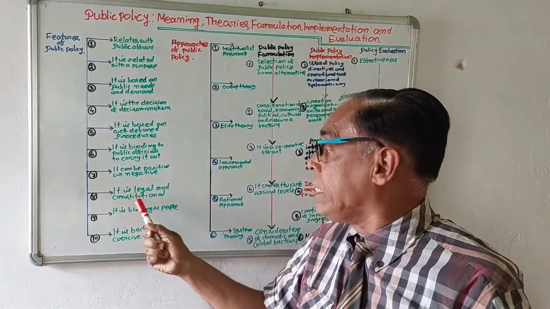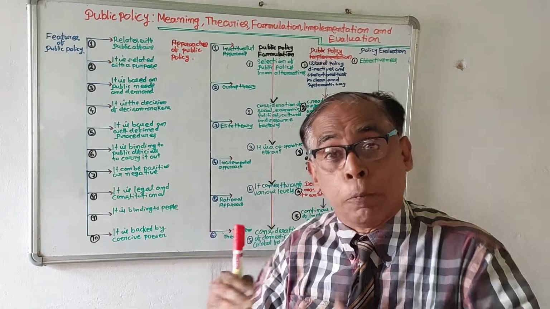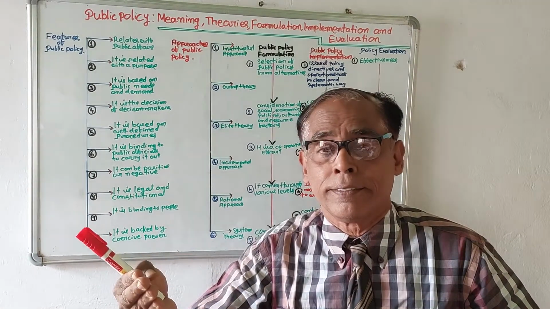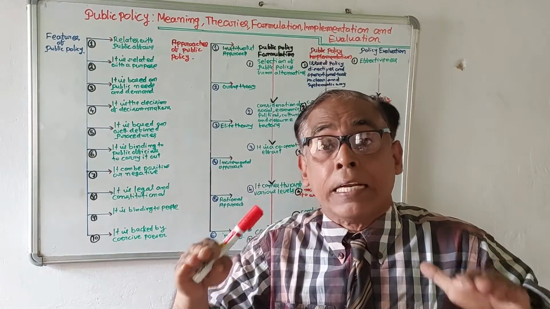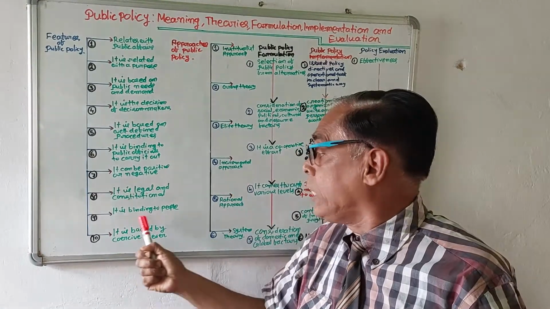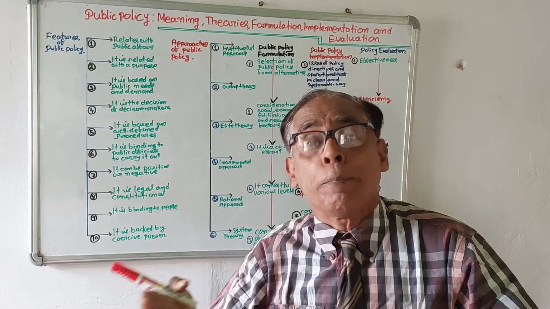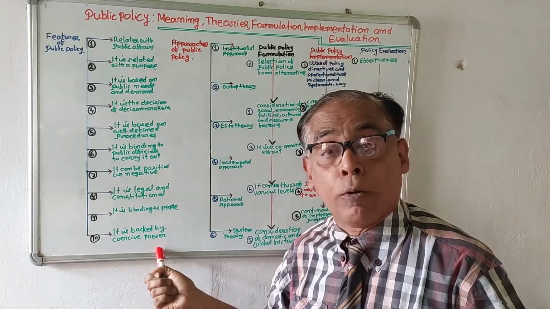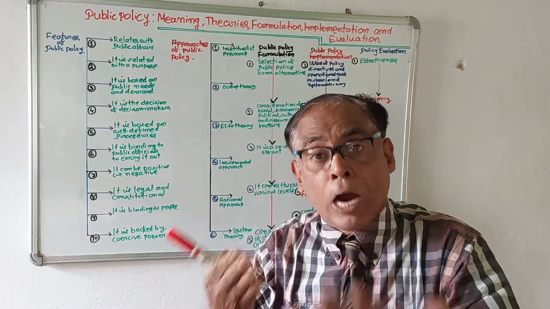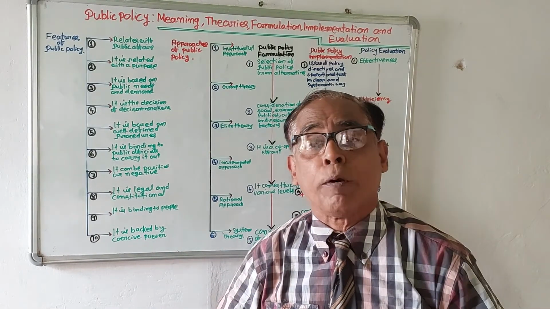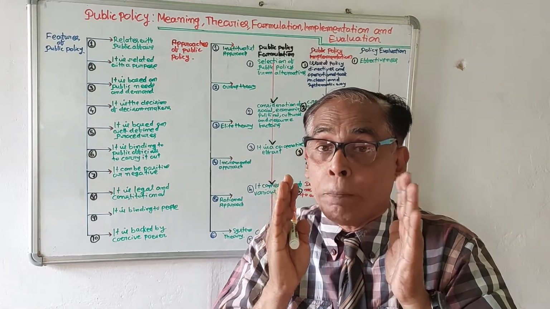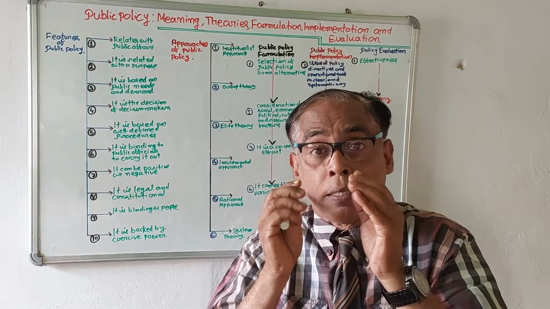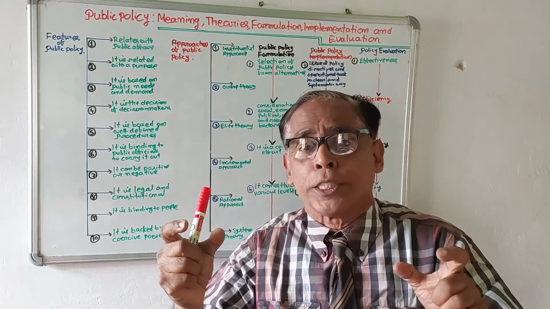Again, it is legal and constitutional. Public policy is based on law. No one can go against it. It is not illegal. Then it is binding on people. People will have to obey public policy. Then it is backed by coercive power. If any person violates public policy, does not carry out public policy, he will be punished. So you are clear what is public policy and what 10 features are in a public policy.